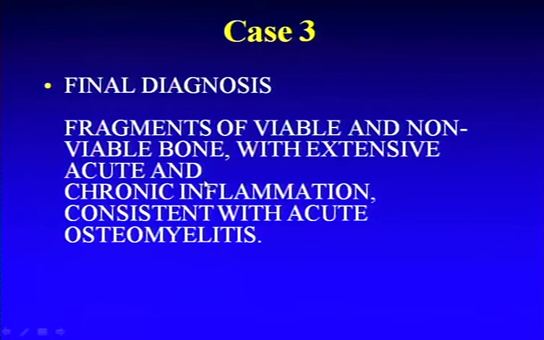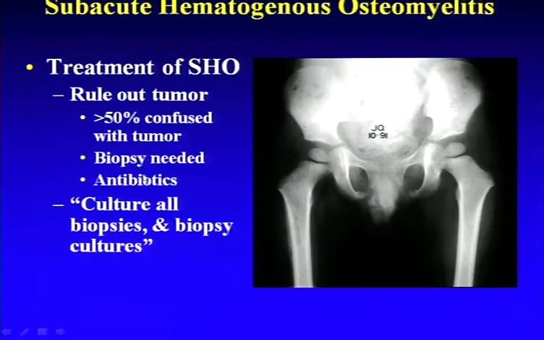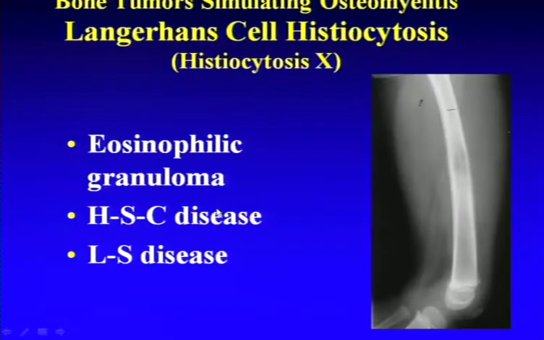So as you look at these images and gain experience, you'll be able to recognize these and create a better differential diagnosis. And then go to the operating room with the frozen section to confirm that. Here's a type 3, and this is where it's breaking through the cortex. Again, this looks very aggressive, a diaphyseal lesion. So be careful, get that frozen section, rule out tumor, culture everything you biopsy, biopsy everything you culture.